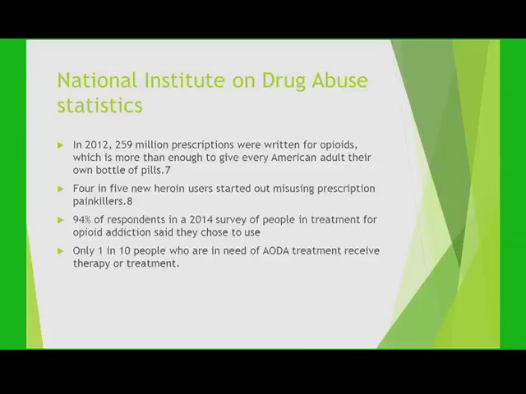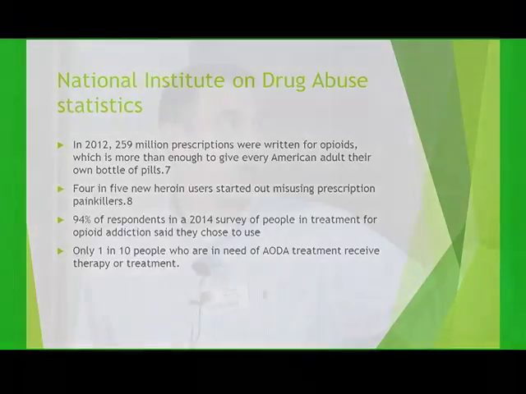94% of respondents to a survey of people treated for opioid addiction said they chose to use heroin due to the cost of street medication for opiates. So you're looking at almost all of this progression towards heroin starts with prescription pain medication.